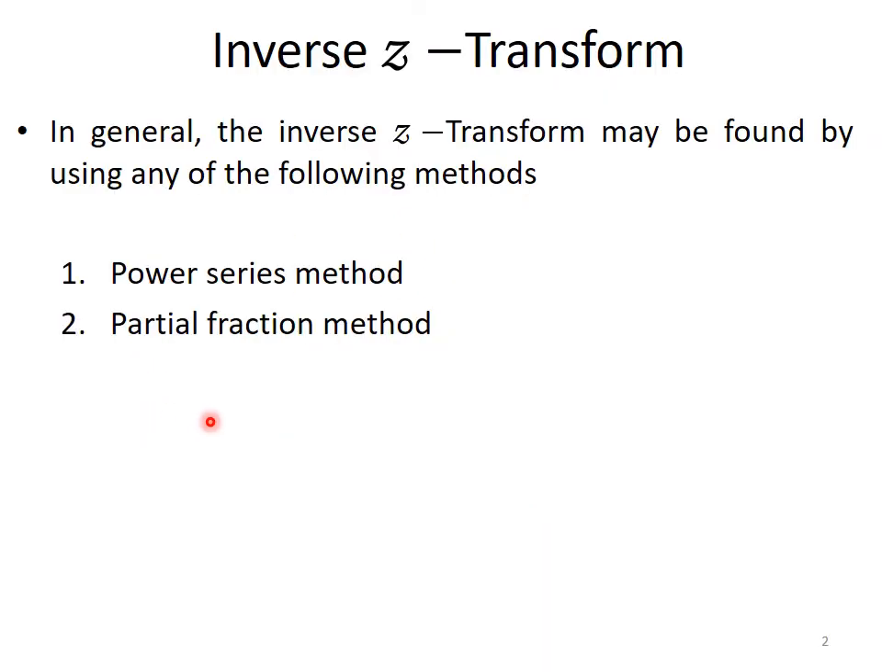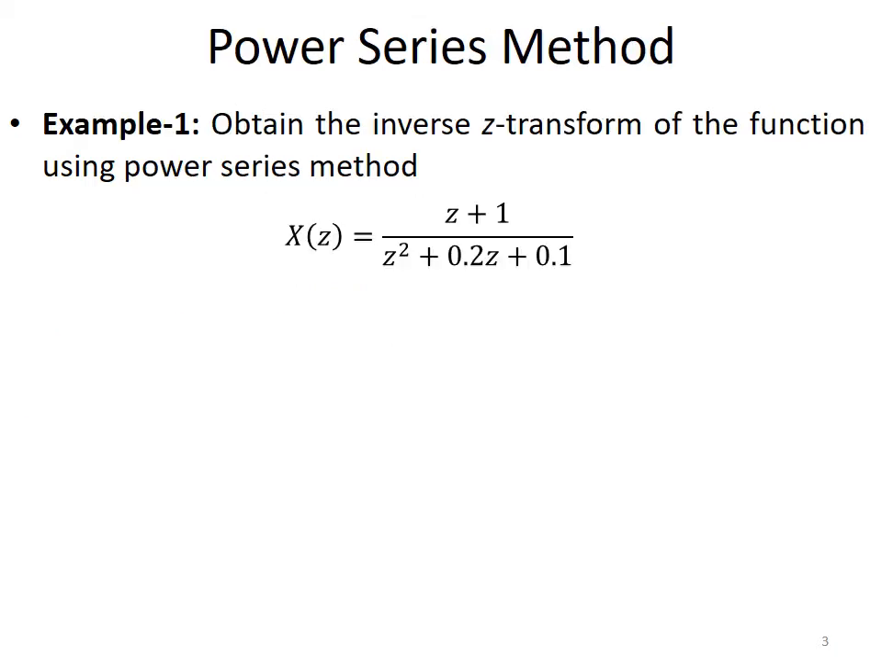So there are basically two methods to find the inverse Z transform. One is the power series method, and the other is the partial fraction method, which we will be discussing in this lecture. First we will discuss the power series method, and let's start with an example. Let's suppose we are given this function and we have to find the inverse Z transform of the signal using the power series method.